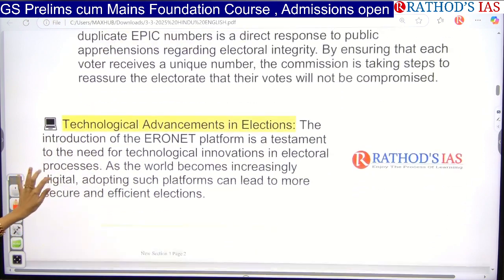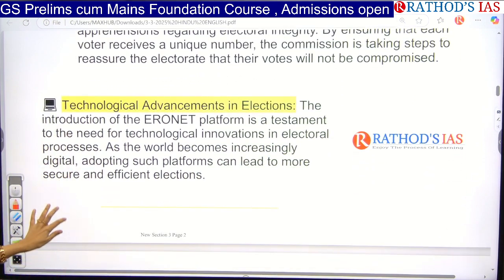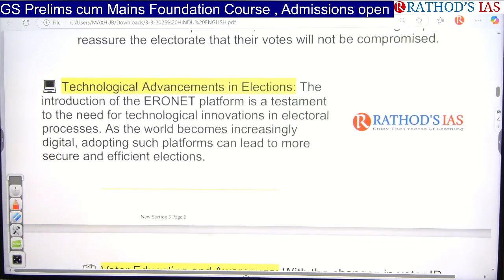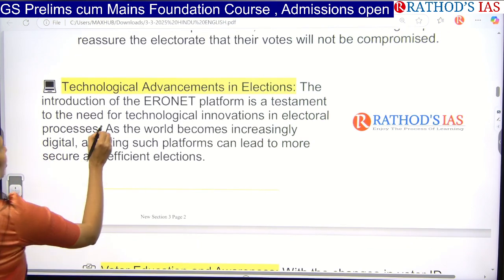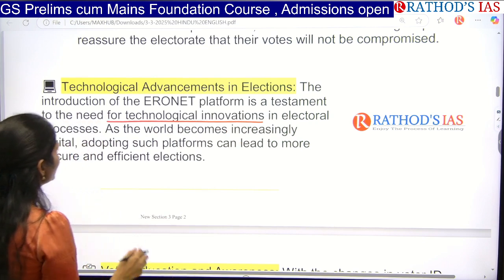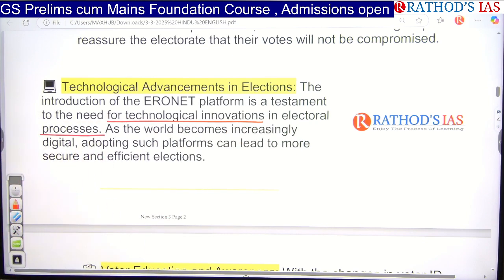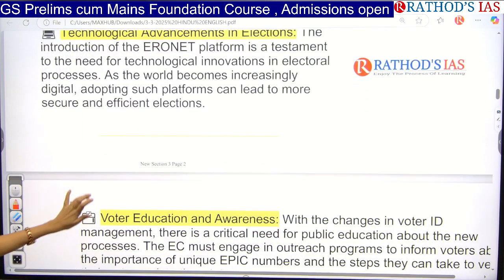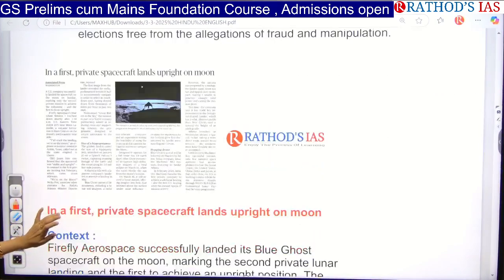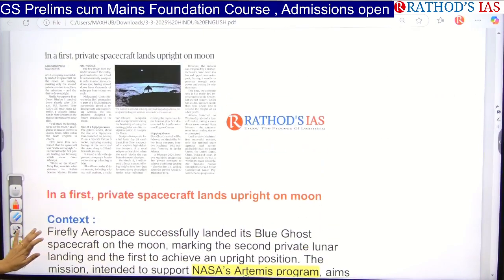And even they are going for technological advancement in elections, that is nothing but the Aeronet platform, and they are focusing on improving technology in the electoral process as well, so that we can increase digitalization, and we can adopt such kinds of platforms that will be more secure, and we can ensure free and fair elections. So that's the thing that you have to remember. And now let us see the next article.